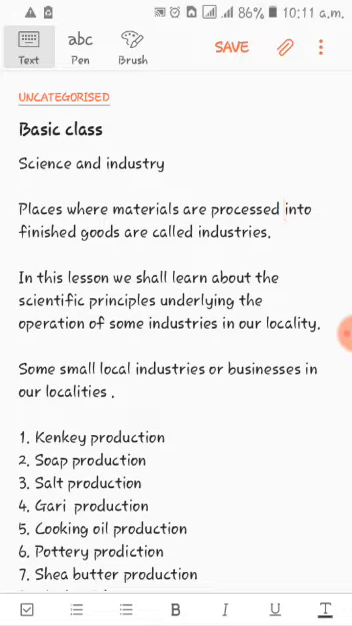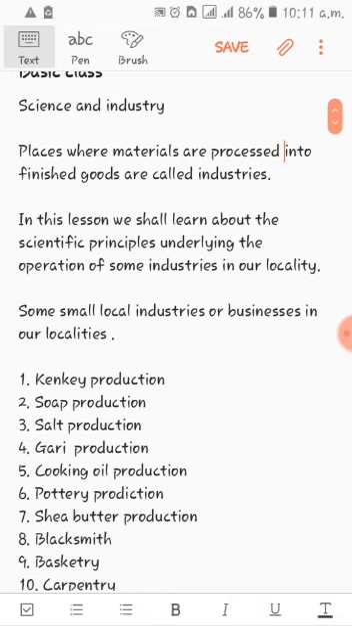All right. There are a lot of industries, and what they do is that they process raw materials into finished goods. In this lesson, we shall learn about the scientific principles underlying the operation of some industries in our locality.